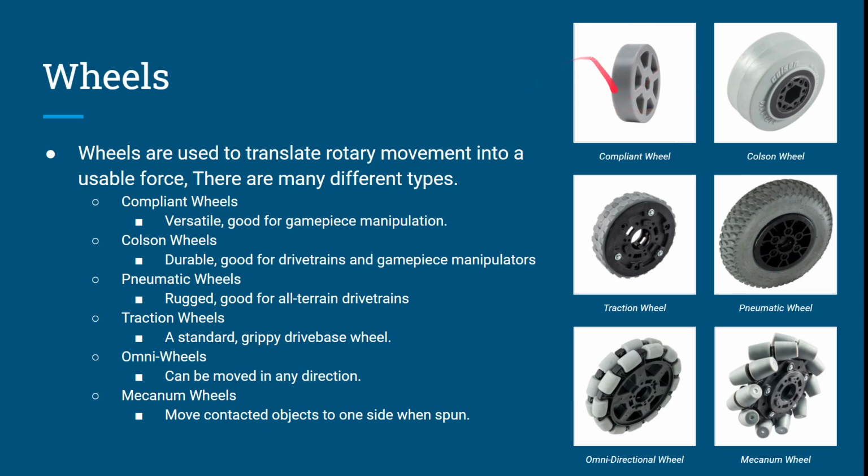You can get harder compliant wheels or softer ones. The green ones are the softest. The black ones are the hardest, I believe. And they're good for intakes. They're good when you want to interact with game pieces and really grip on them, because they can squish down and apply a lot more force that way. Colson wheels are durable, so they can be used in pretty much anything, actually.